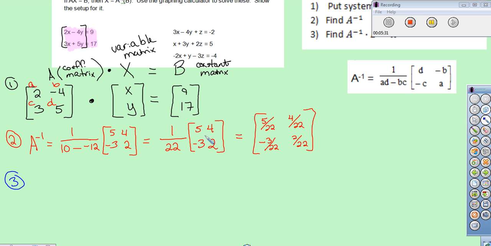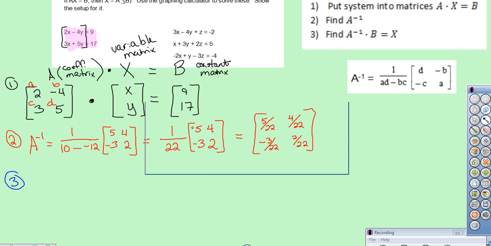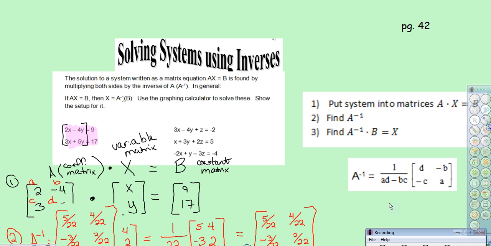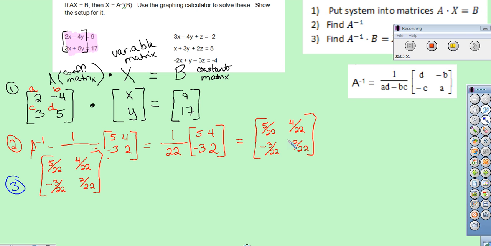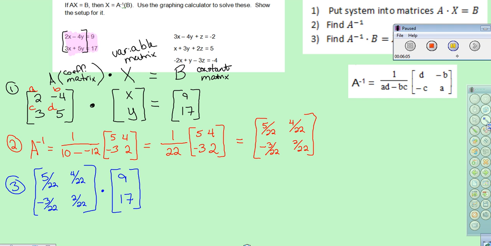Step number 3 is to take A inverse and multiply it by B. So that's to take this guy right here. Let's do this the easy way. Let's take a little picture of him. This is known as A inverse. Give me just a moment. Alright, I'm back. So we take A inverse, this guy right here, and we're going to multiply him times our B.